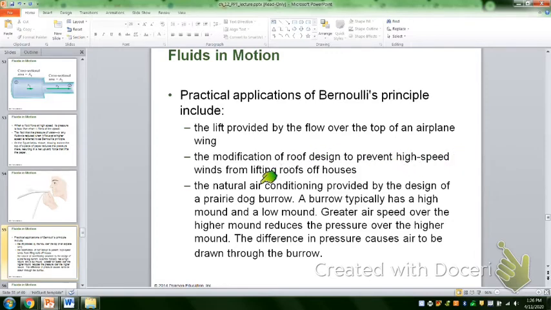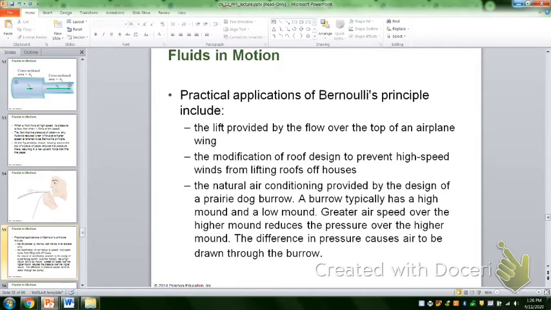Another example would be the way prairie dogs make their burrows. A burrow typically has a high mound and a low mound. Greater airspeed over the higher mound reduces the pressure over the higher mound. The difference in the pressure causes air to be drawn through the burrow. In other words, it gives them an airflow, which keeps them cool.